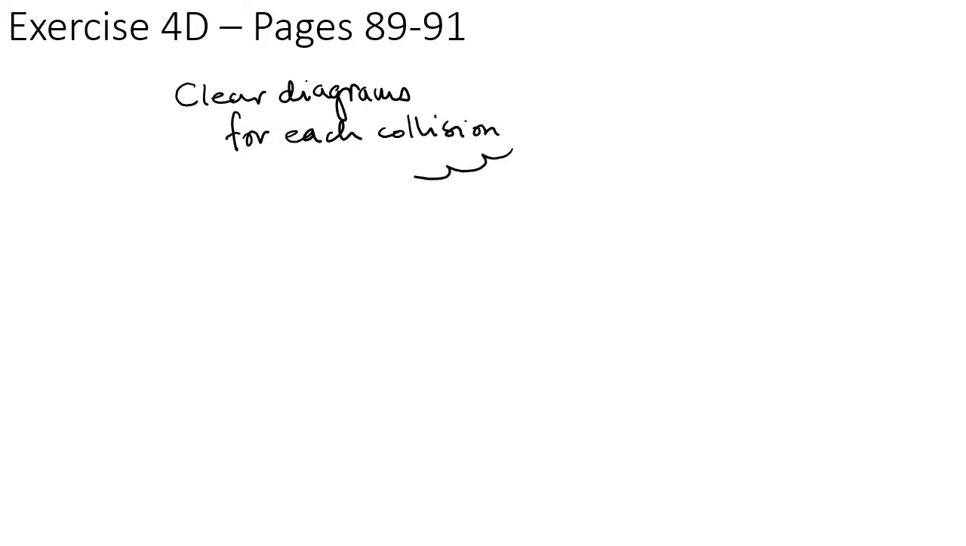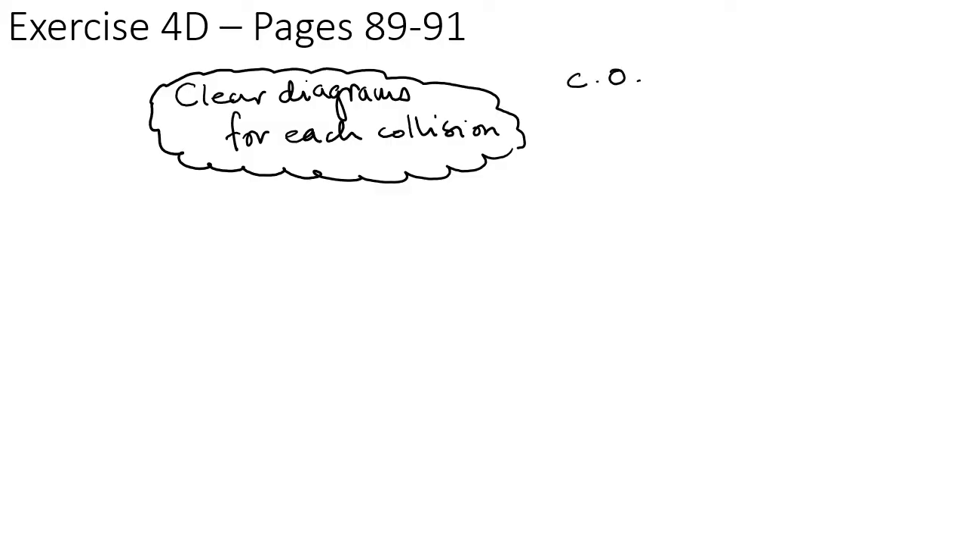Okay, you should now be able to do exercise 4D on pages 89 to 91. Remember, clear diagrams, really important. Clear diagrams for each collision. So each collision should have its own clear diagram. Be careful with your equations as well, and they're going to be conservation of linear momentum and the coefficient of restitution. Yeah, they're going to be your main ones, and it's often solving these things simultaneously.